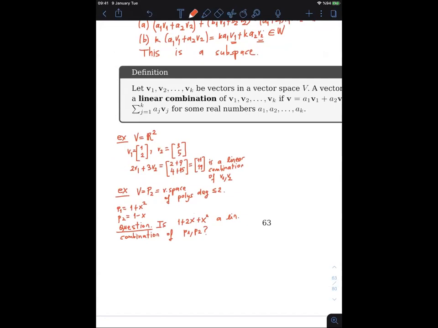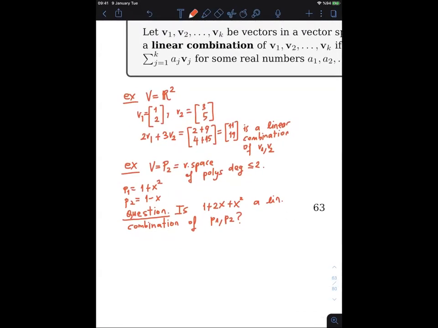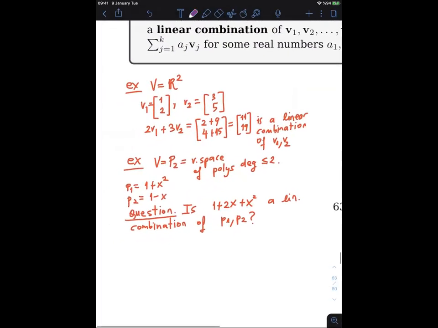Some people think it's yes. Some people think it's no. That's good. Not everybody agrees. So let's see, what is our definition saying?